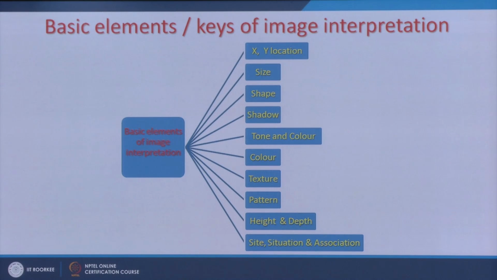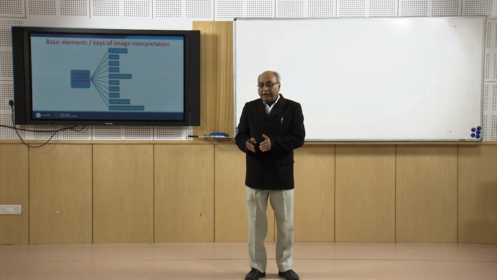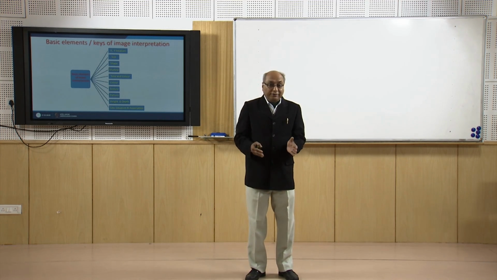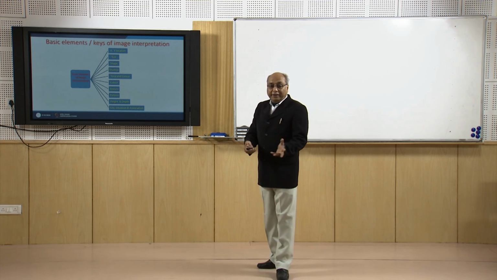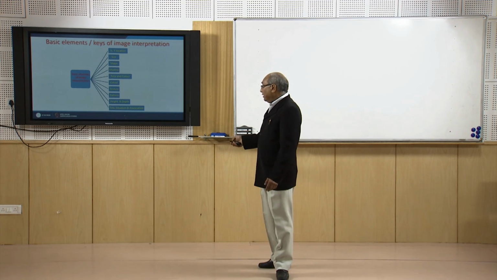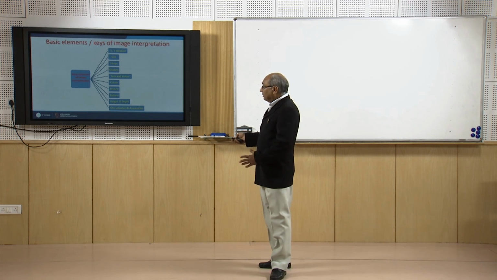Pattern also helps a lot while making image interpretation. Height and depth are connected with shadow, and then there is site, location and association, like beaches are generally associated either with the sea or large lakes. So that kind of association is mentioned here. It is where things are situated, because normally in a large land area you may not find a beach and other things. The same might be with sand dunes, deserts and other things and their association.